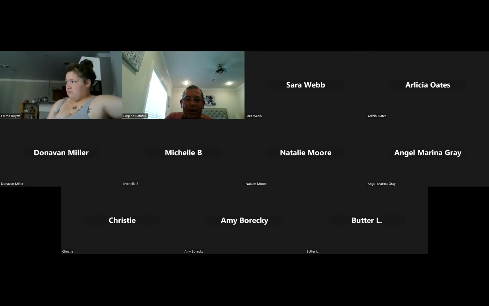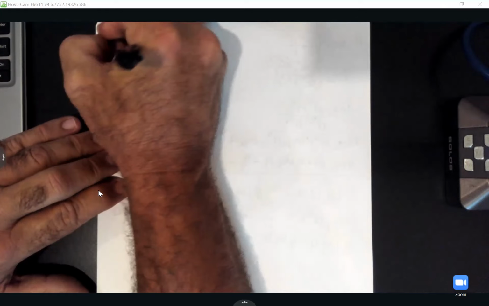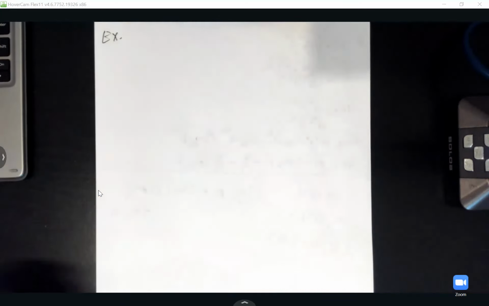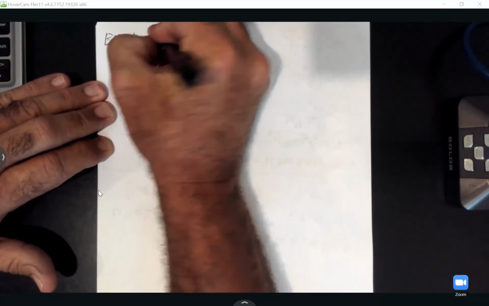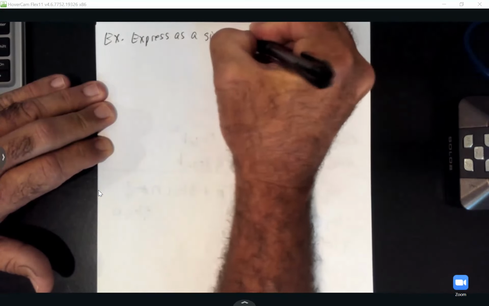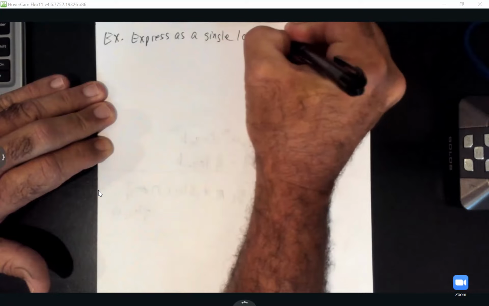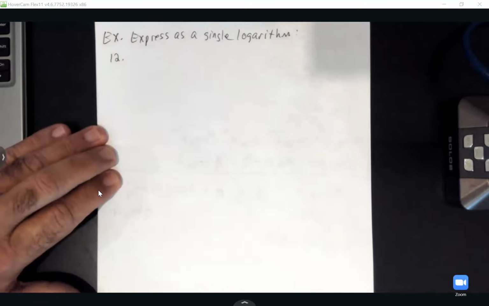All righty, y'all. So let me share my screen, and we're going to knock out the rest. Now, remember, the last few of these, we're going to go in the other direction. So these examples are going to want us to express as a single logarithm. So these will start at number 12, y'all.